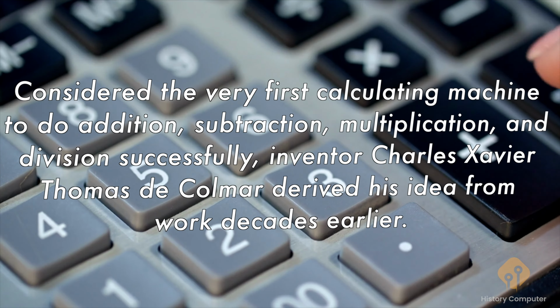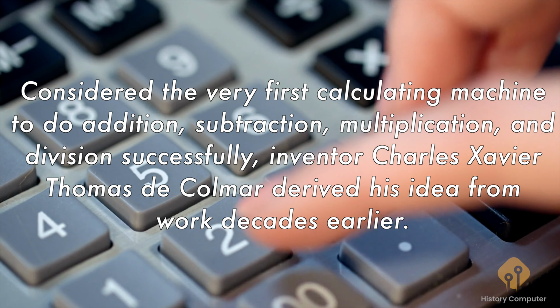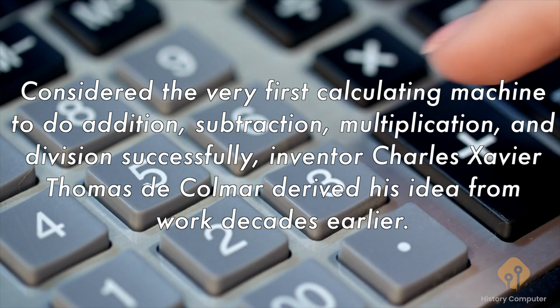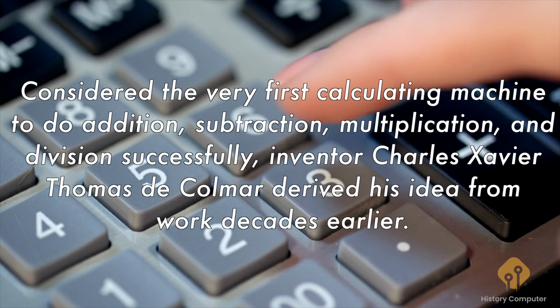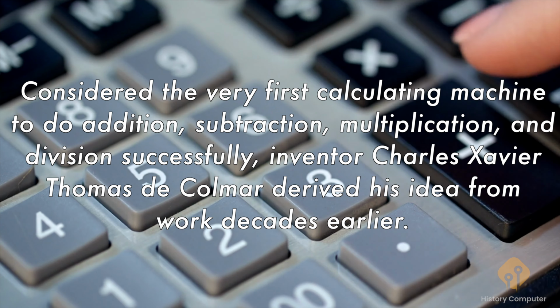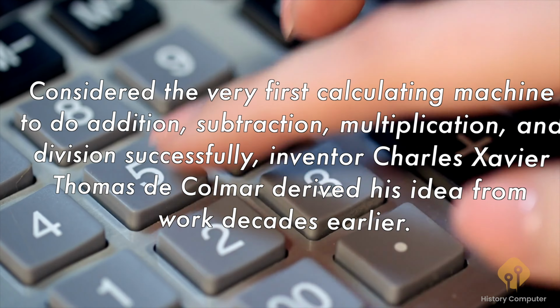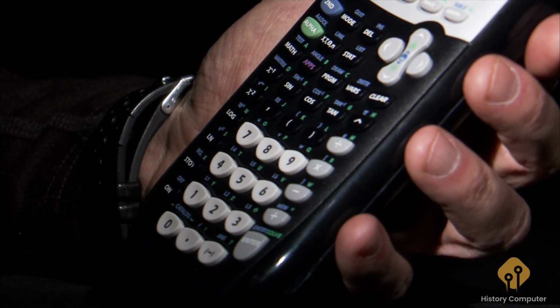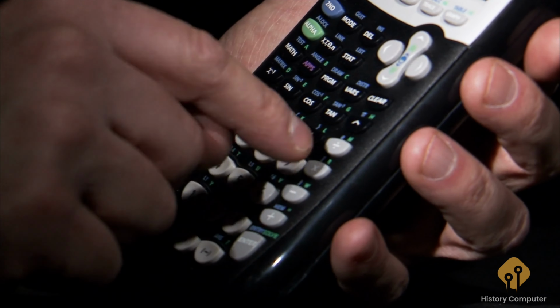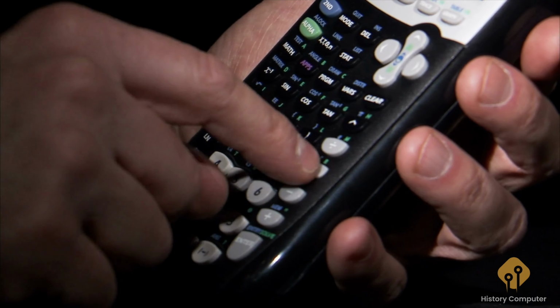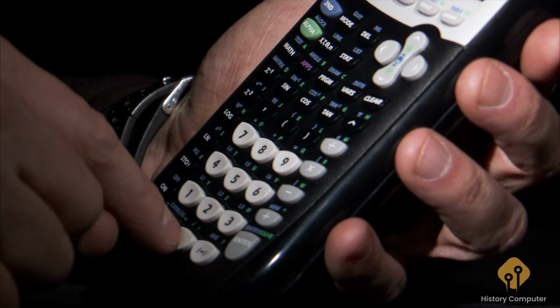Considered the first calculating machine to do addition, subtraction, multiplication, and division successfully, inventor Charles Xavier Thomas de Colmar derived his ideas from works decades earlier. The release of the arithmometer in 1851 effectively kicked off the mechanical calculator industry as we know it today.